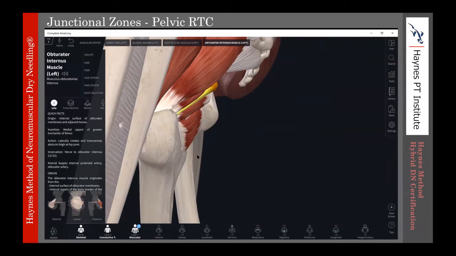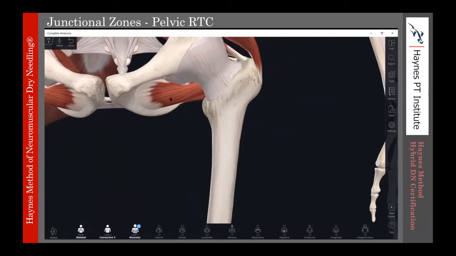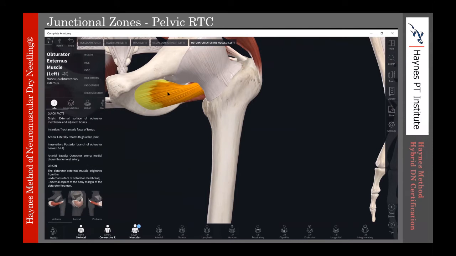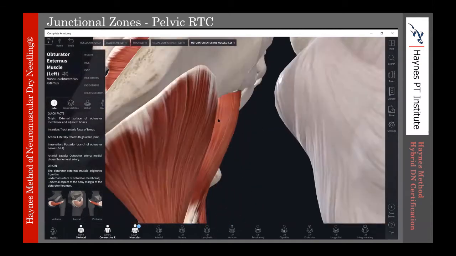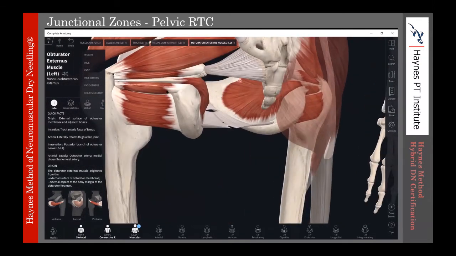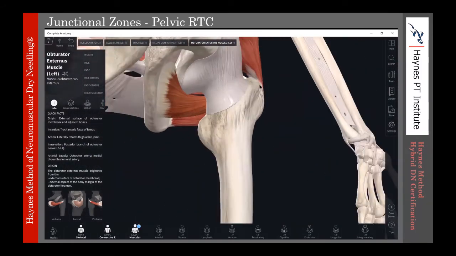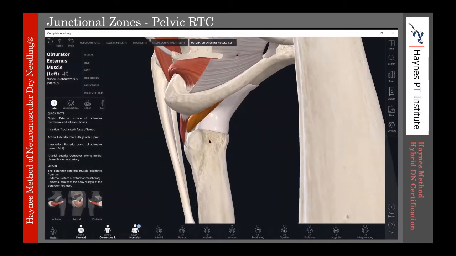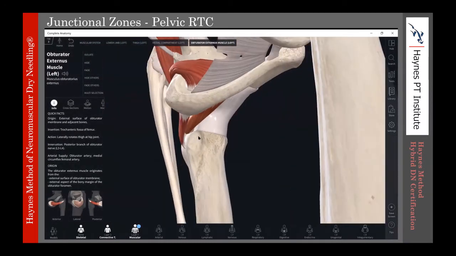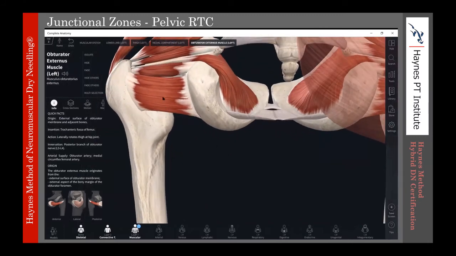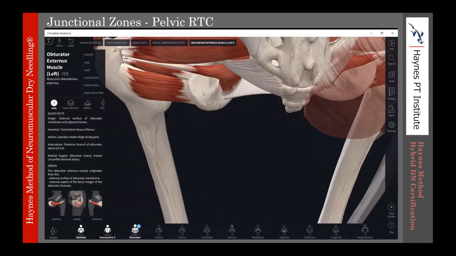Again, let's move and look at obturator externus. Here, the origin is the external surface of the obturator membrane. It inserts into the trochanteric fossa of the femur, and it laterally rotates the thigh at the hip joint. And so it is buried a little bit deep as far as its insertion. Let's see if we can trace it back. There we go. So just inferior and behind quadratus femoris.